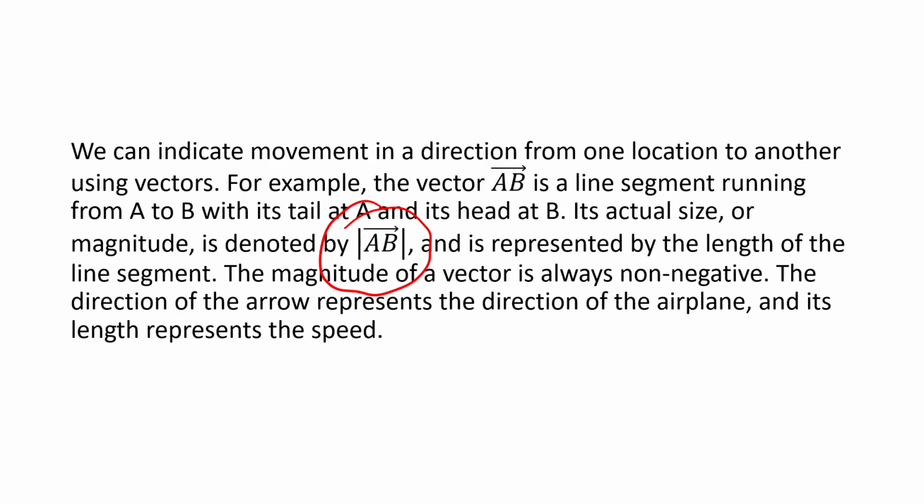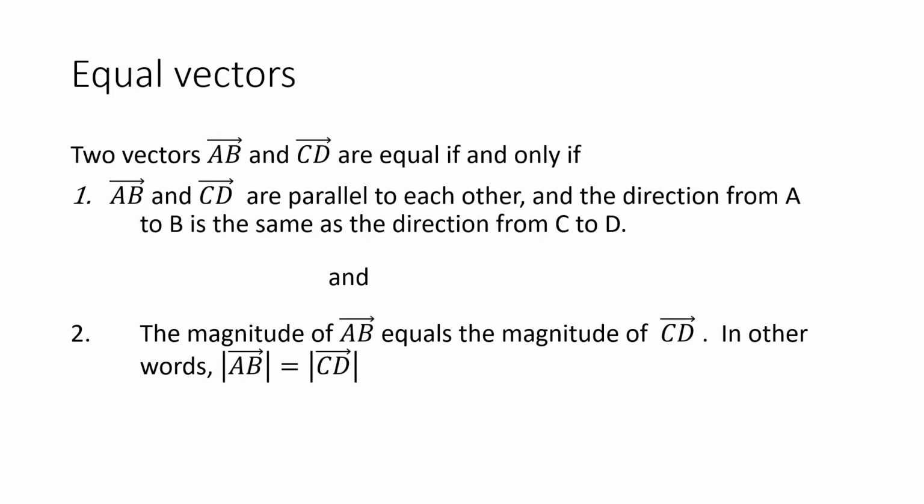Now, the magnitude of a vector will always be non-negative. In fact, it'll always be positive unless we're talking about the zero vector. The direction of the arrow represents the direction of the airplane, and its length represents the speed.